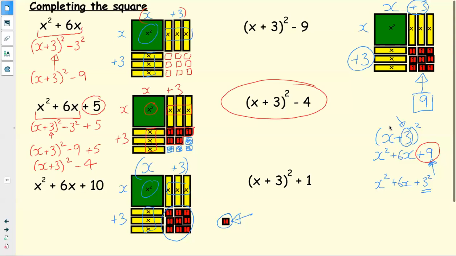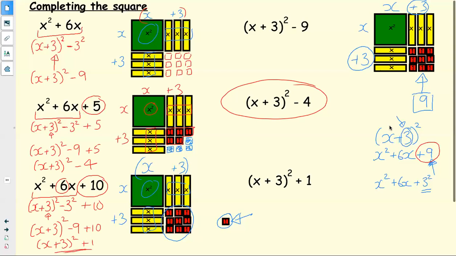This part here, it's going to be x add 3, so we're really halving this number here, taking away that number there squared, because you know that's going to be added on at the end. And then I've got another add 10 here. So it becomes x add 3 all squared, subtract 9, add 10. So it becomes x add 3 all squared, add 1, which is the same as this answer over here.